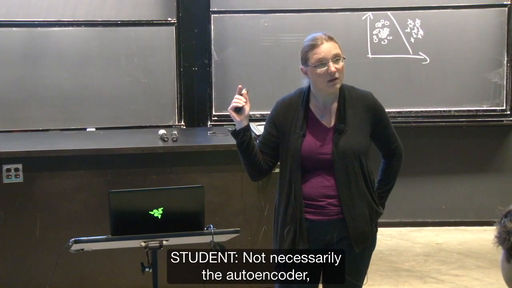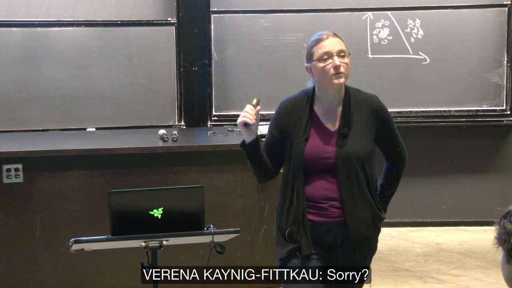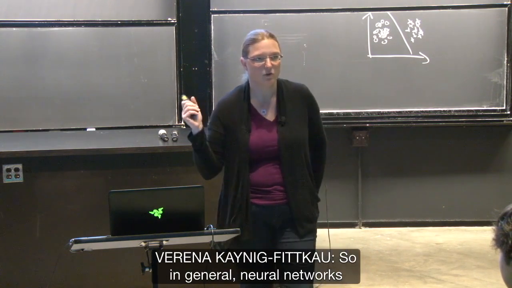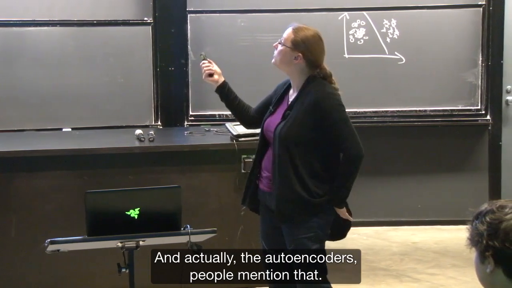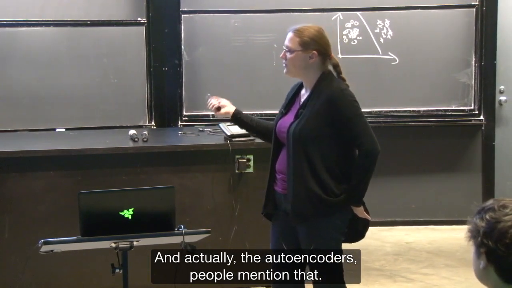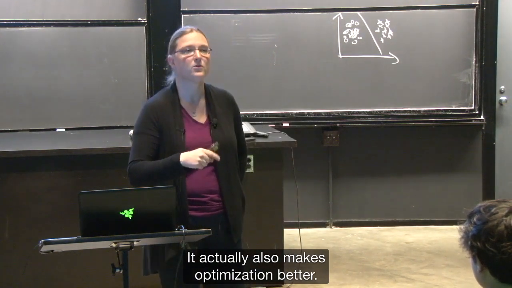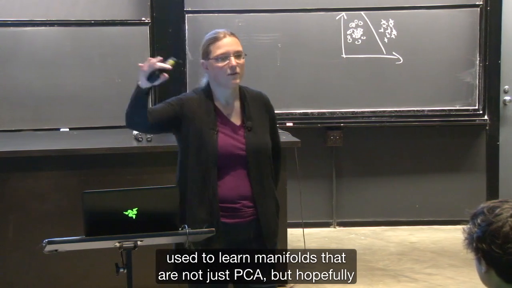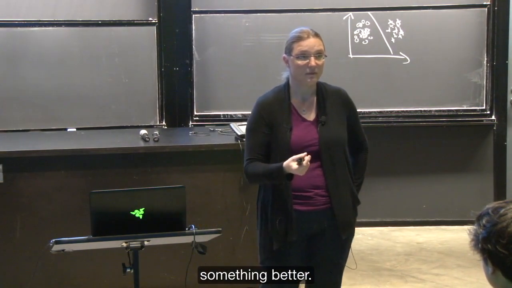Is that the question? Not necessarily the autoencoder, but neural networks in general. Yeah, exactly. So in general, neural networks are not going to learn an embedding in that sense. And actually, with autoencoders, people mention that these are the reasons they tie the weights. It also makes optimization better, but this nonlinearity is typically used to learn manifolds that are not just PCA, but hopefully something better.